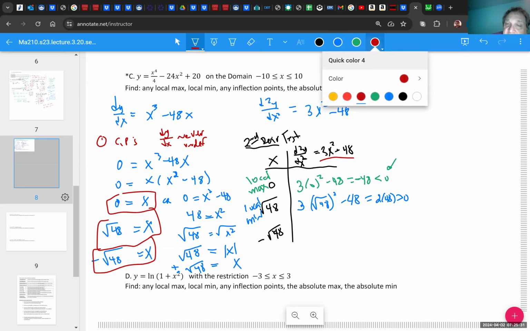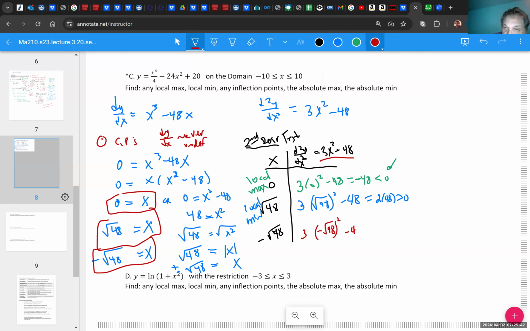And lastly, I'm going to be plugging in negative square root 48 into my equation. But because of the square, it's going to be the same result because it's squaring off the negative. So this is still going to be greater than 0. So we get another local min. Right? Greater than 0, concave up, local min. All right, so we've classified all our critical points. There are local max, local min, and local inflection, and local min, local max, local min. Yeah, okay. I said it right.